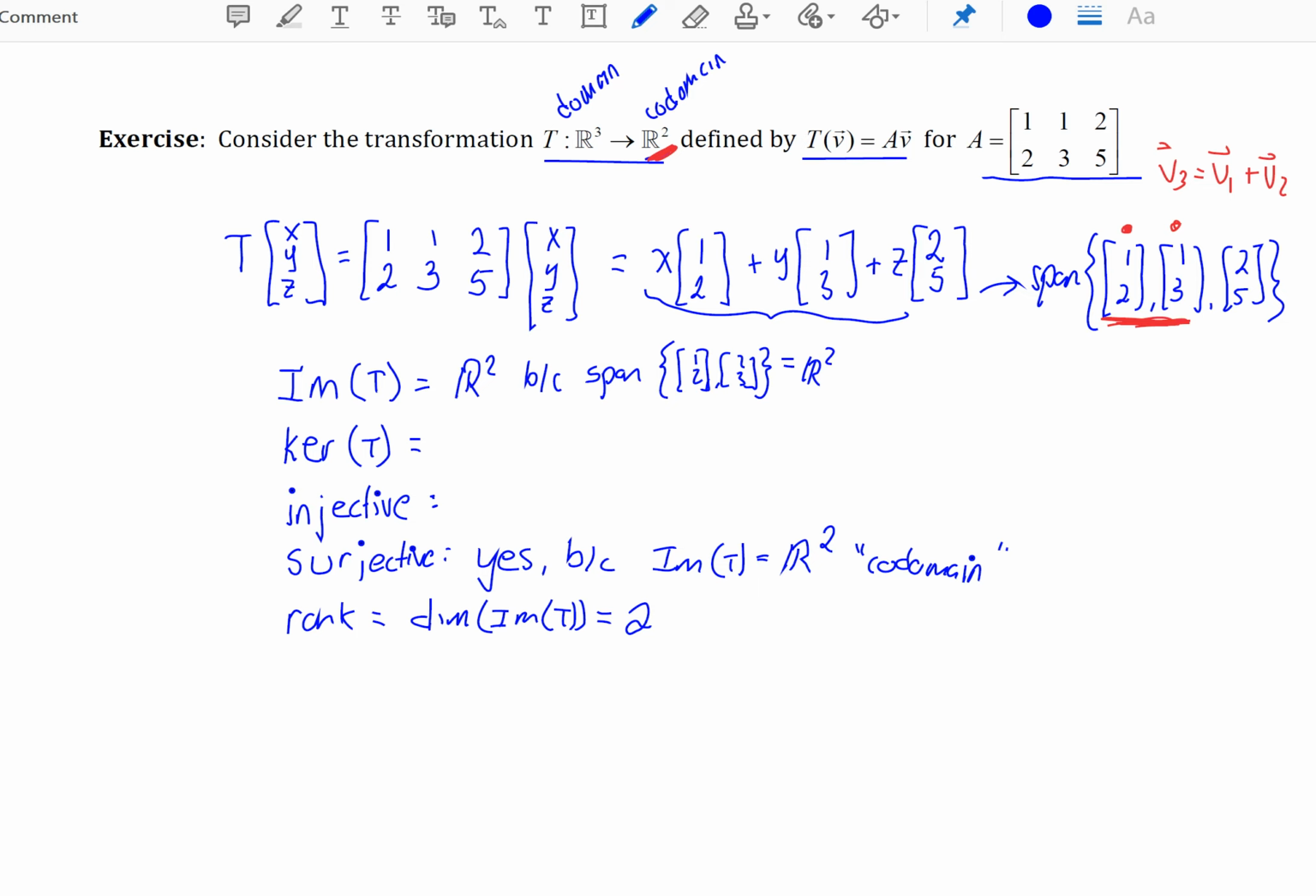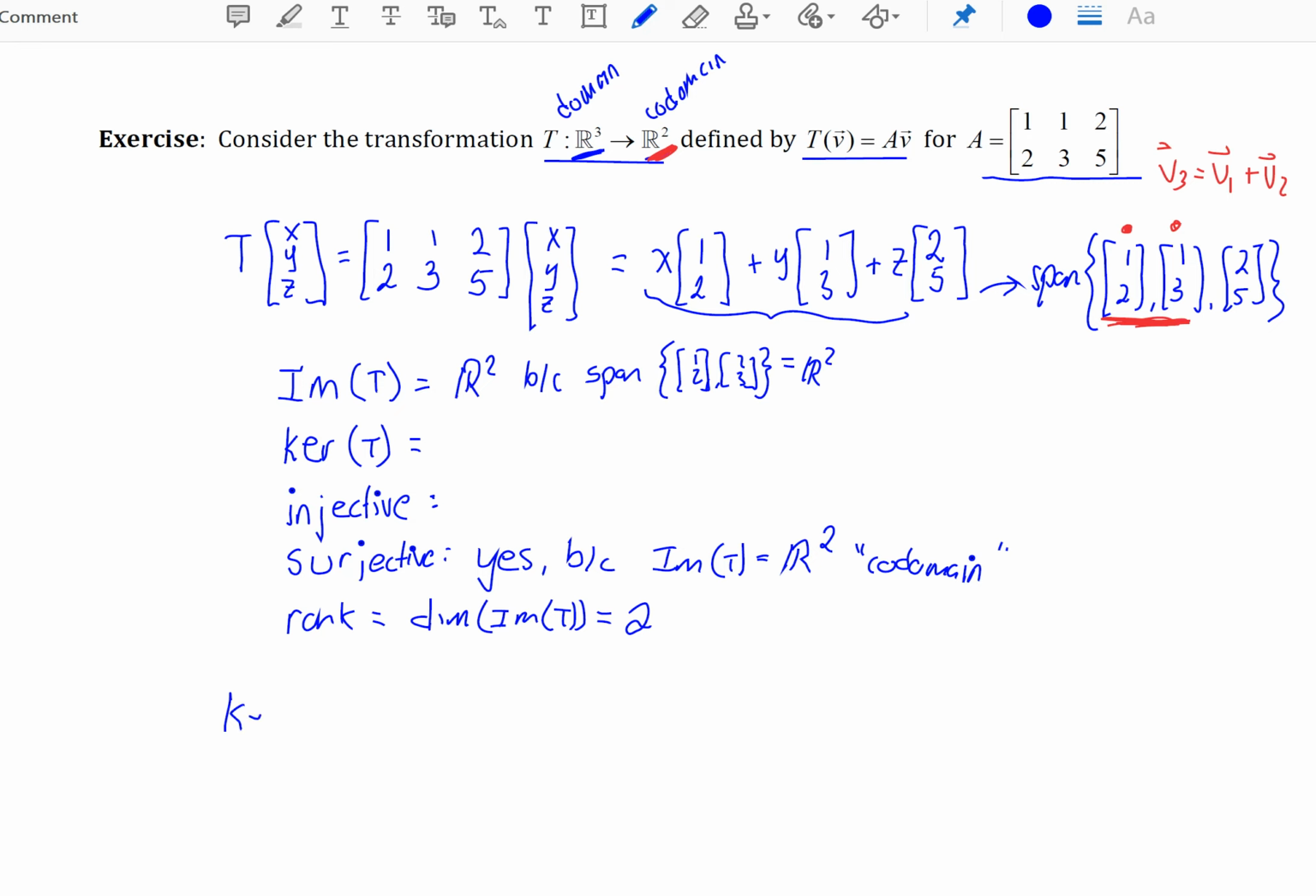So now I could probably make some statements about the kernel and injective. Now remember what the kernel theorem said, that the dimension of the image plus the dimension of the kernel had to equal the dimension of your domain. If the image is two-dimensional, that means the kernel has to be one-dimensional. It has to be a line, in which case it's not only the zero vector. So I should be able to say that there's something in the kernel other than the zero vector. But let's go find that something.